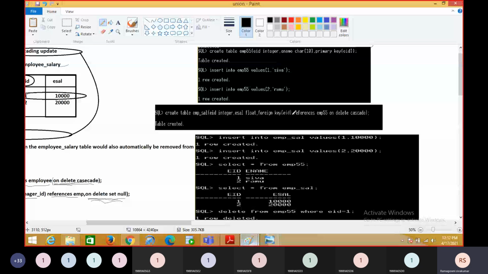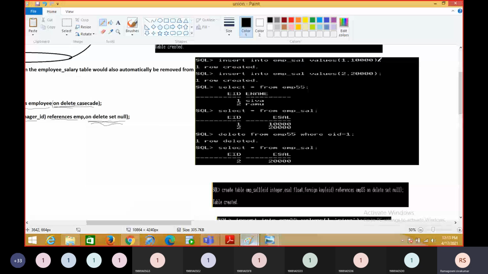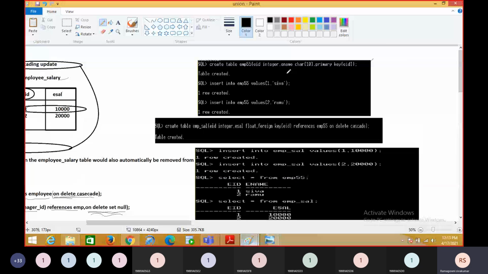With on delete cascade, if I delete one row from the employee table, the related data in the other tables should also be deleted. Next, in the second table I inserted employee ID and salary. You already know the primary key and foreign key relationship: only if you have the data in the first table, employee55, can I insert the data into the child table, the employee salary table.